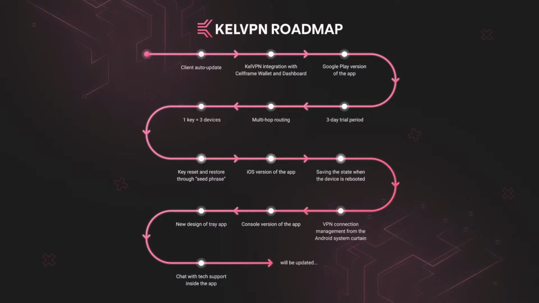The team has decided not to set any specific timelines, because making accurate predictions about how long it will take to develop something is very difficult, and missing deadlines can have a negative effect on the project. That's why the team will follow the roadmap and announce the release of new features after they are complete. Here you can see the KelVPN roadmap.